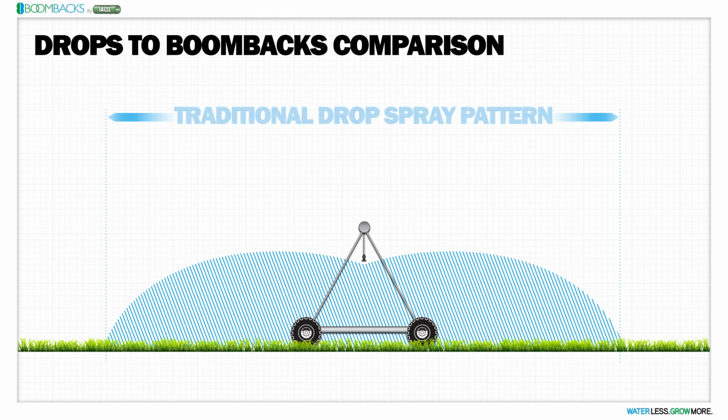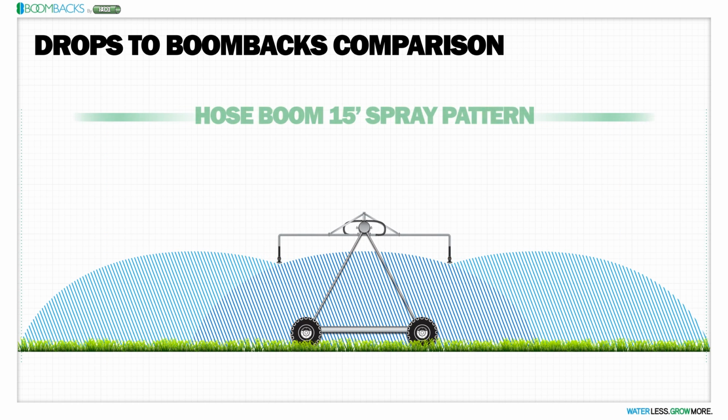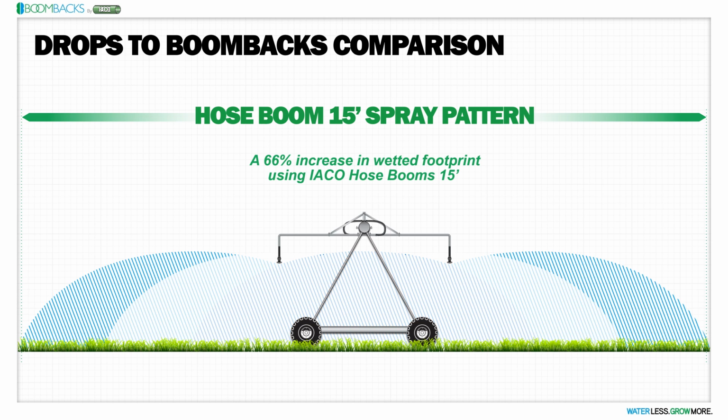Let's look at a drop to Boombacks comparison. Here's a cutaway of a pivot with a traditional drop spray pattern. Now let's take a look at that same cutaway and add 15-foot Boombacks. When using a sprinkler with a 45-foot throw diameter, changing from drops to Boombacks gains a 66% increase in the wetted footprint. You do not change the amount of water you are putting on, but you do change the amount of time it takes to put that water on a particular spot in the field.